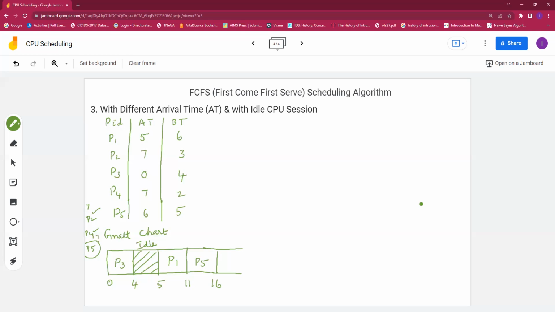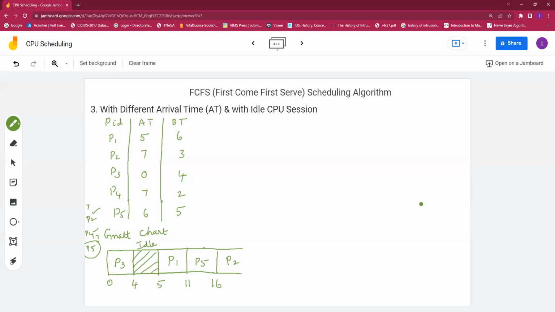So if you have two processes with the same arrival time, in that case you need to see the process IDs. The process with the minimum process ID goes first. So P2 is the minimum process ID. Now the CPU scheduler will take this P2 and give it to the CPU.